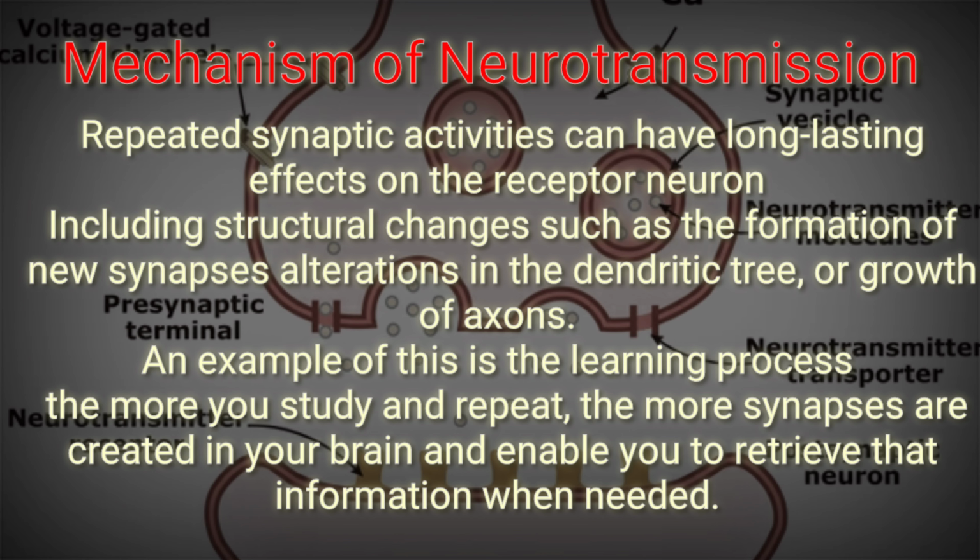Repeated synaptic activities can have long-lasting effects on the receptor neuron, including structural changes such as the formation of new synapses, alterations in the dendritic tree, or growth of axons. An example of this is the learning process. The more you study and repeat, the more synapses are created in your brain and enable you to retrieve that information when needed.